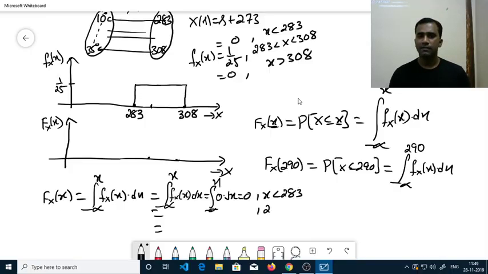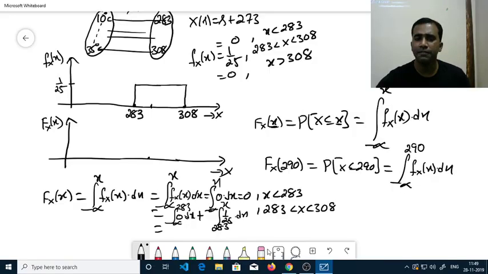But when x is between 283 and 308, then what happens? Same equation, but I'm going to write it as minus infinity to 283, dividing the limits, and 283 to x of fx of x dx. 283 to x means x is a value between these two. In this range, what is the equation of fx of x? It is 1 by 25 dx. In this equation, I'm substituting 1 by 25. For the range minus infinity to 283, it is 0 dx, because for x less than 283, it is 0. So I'm dividing the limits as minus infinity to 283 and 283 to x, because if you want to substitute the equations, you have to substitute based on the limits only.